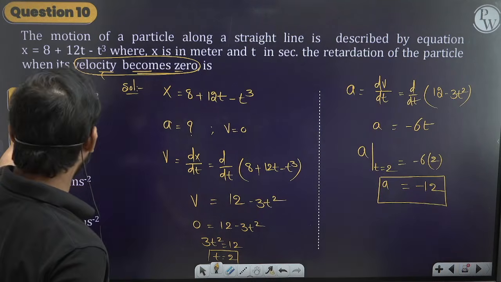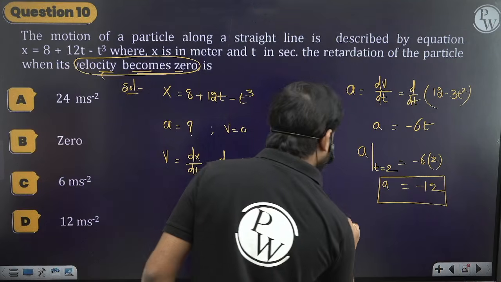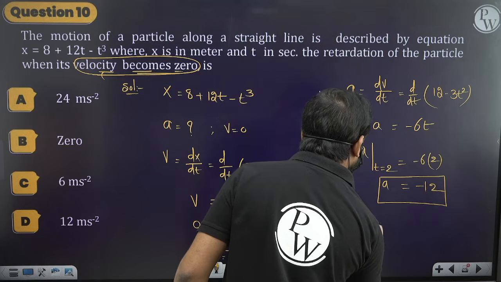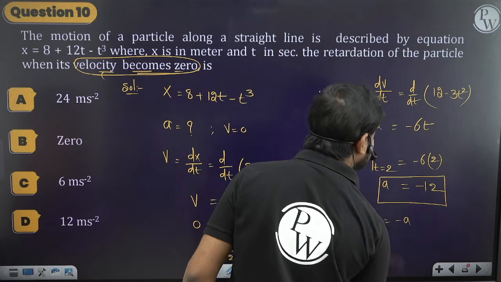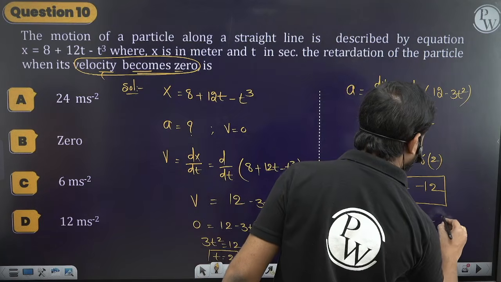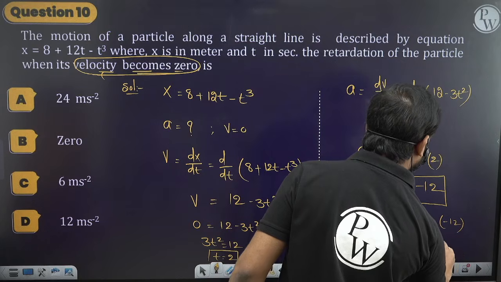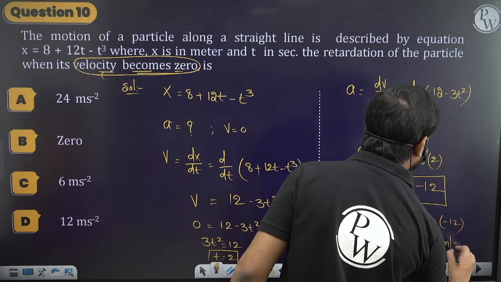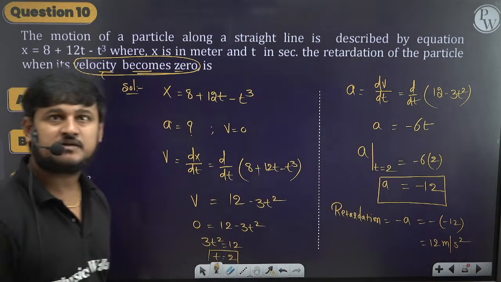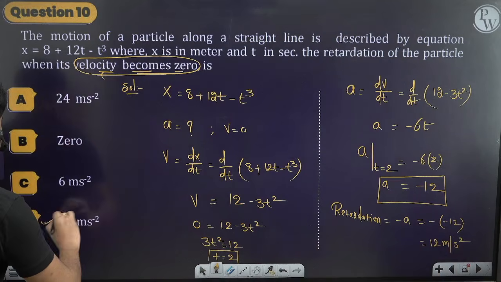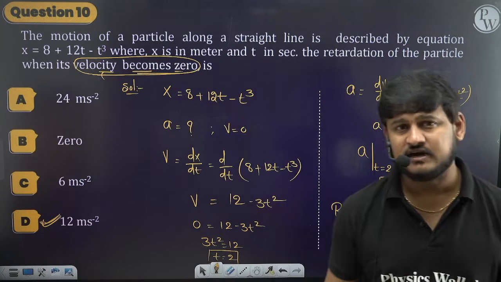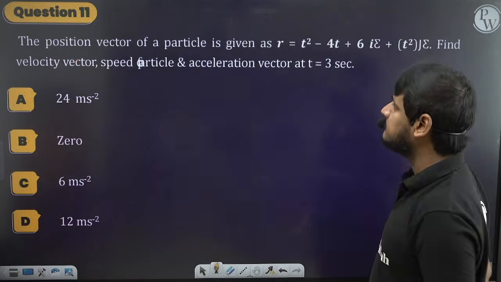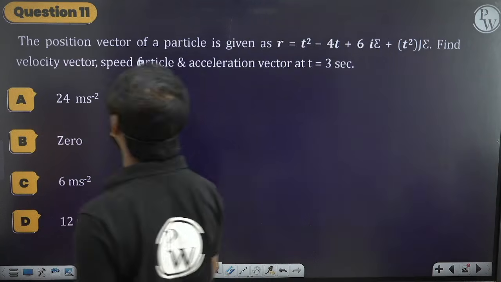But we need what? The retardation. The retardation is the negative of the acceleration, minus a. So which is minus of minus 12, which is 12 meter per second square. This is going to be 12 meter per second square. The option D is the correct one. Understood, guys? Clear? Sure. So let's go for question number 11.